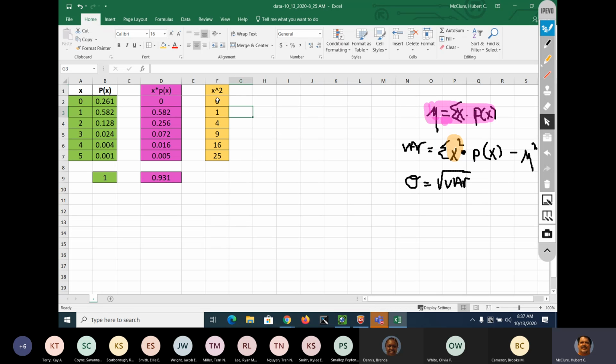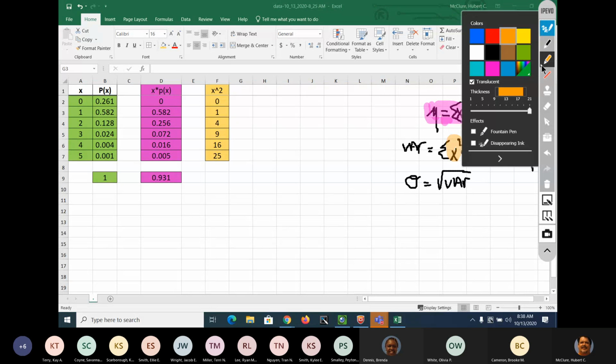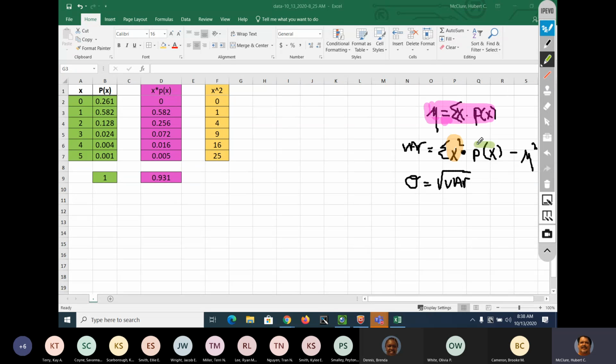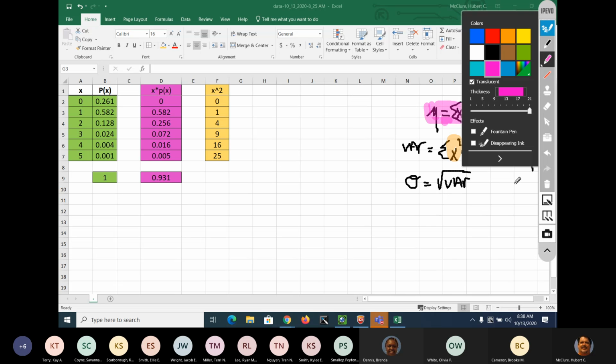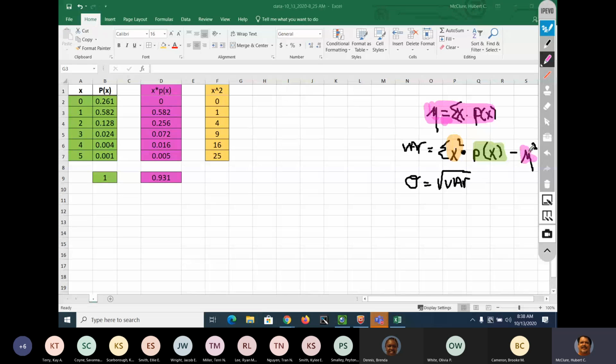So anyway, there's x squared. So now we have everything we need to do the variance. We need x squared. We need p of x, which we got right there. So I'm going to take my green highlighter. We got p of x right there. And we're going to subtract mu squared. And I've got mu right here in magenta, so I'm going to color that magenta right there.